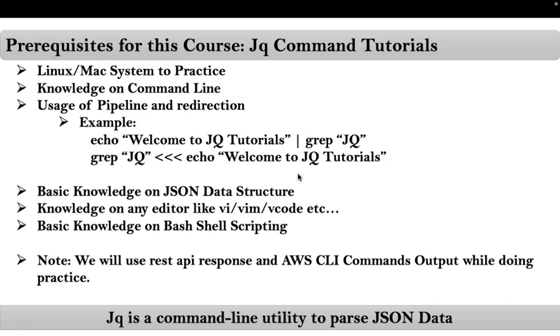And just make a note, while going through our course, to practice with JQ command, we will use the response of REST API, and also sometimes we will use AWS CLI commands output, because these two, REST API response and AWS CLI commands output, we can get as JSON data, and that JSON data is useful to practice with JQ command. We can also get some online REST APIs. You can use those REST APIs for your practice. Of course, sometimes I will implement custom REST APIs so that it is better to understand with JQ command usage.